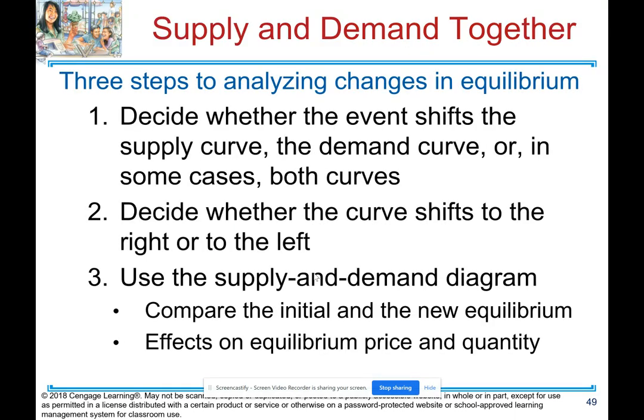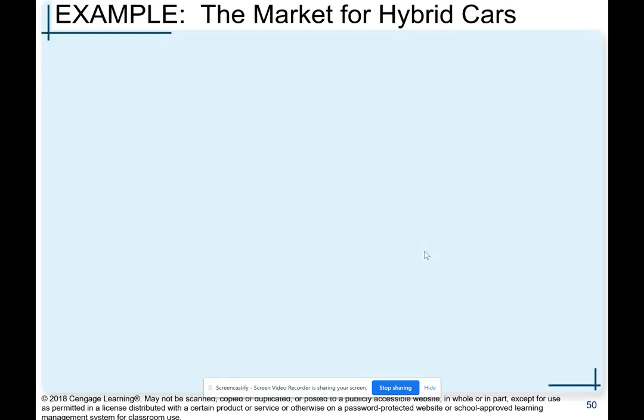So, supply and demand together. There are three steps to analyze changes in equilibrium. Number one, decide whether the event shifts the supply curve, the demand curve, or in some cases, both curves. Number two, decide whether the curve shifts to the right or to the left. Number three, use the supply and demand diagram to compare the initial and the new equilibrium, and see the effects on equilibrium price and quantity.